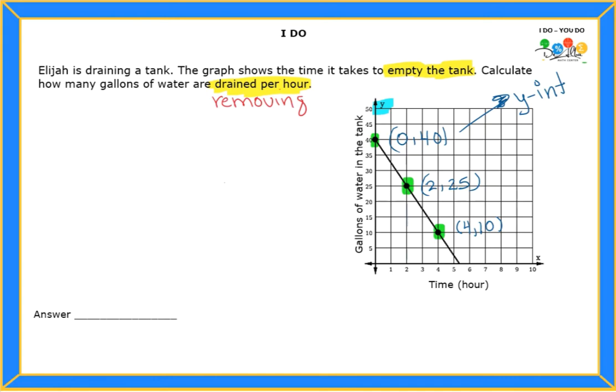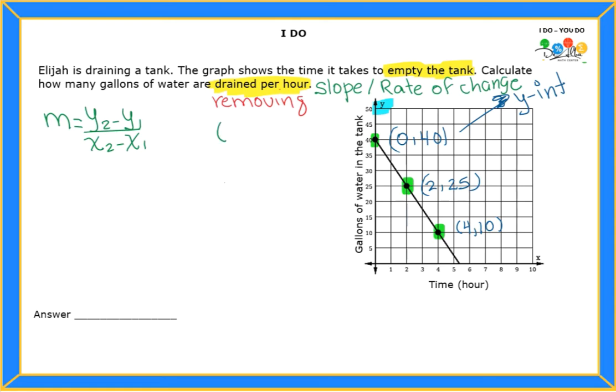If I want to find out how many gallons of water are drained per hour, we have to think about a slope or rate of change. Is that right? Either one, they're the same. So what formula do I use for that? Well, we use m equals y sub 2 minus y sub 1 over x sub 2 minus x sub 1. Very good. So let's write down the 2 points that I want to choose from my graph.